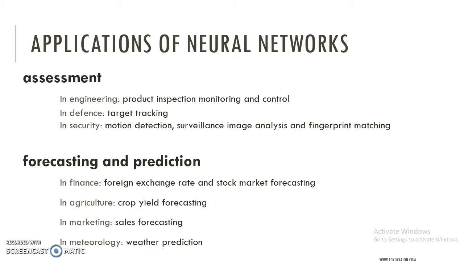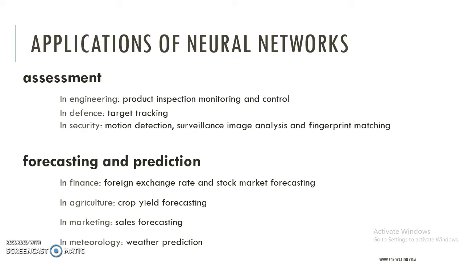And now let's talk about some forecasting and prediction in this part of the neural network. The few major processes that the neural network has defined, and accordingly we predict in finance, agriculture, marketing, and meteorology. In finance, basically foreign exchange rate and stock market forecasting usually happen with the use of artificial neural networks, with the use of some predefined data sets available.